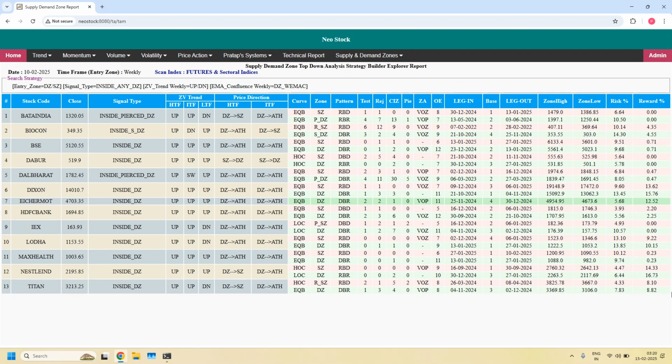With these filters, see, list has come down to 13. 90 stocks we got in the list, but the demand zones having EMA Confluence are only 13 stocks. So those experienced people, when they plan their long related trade plans, they will analyze in these 13 stocks.